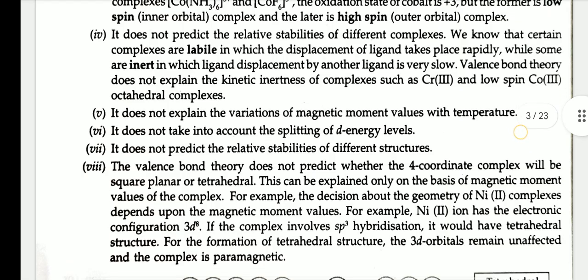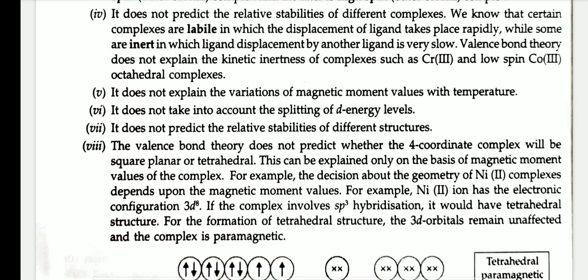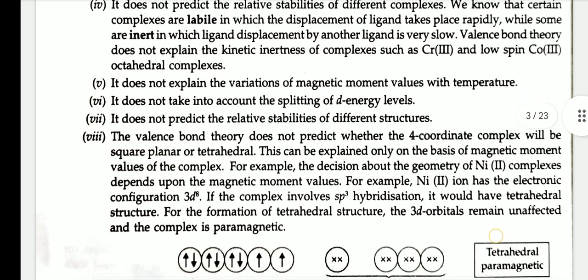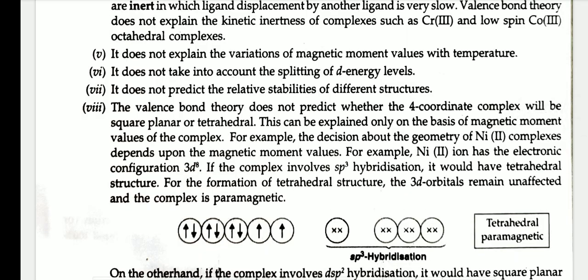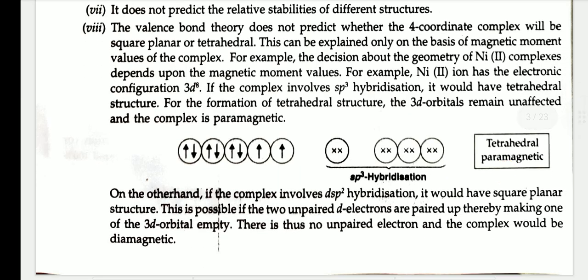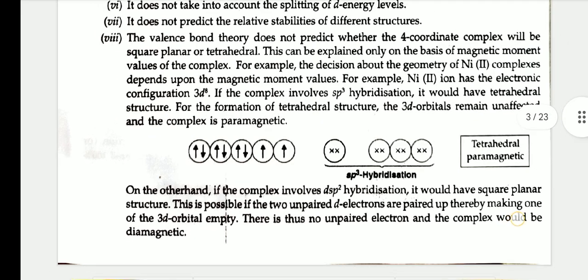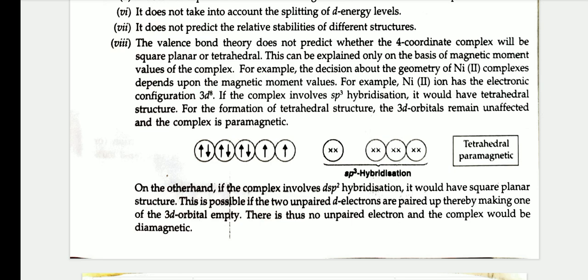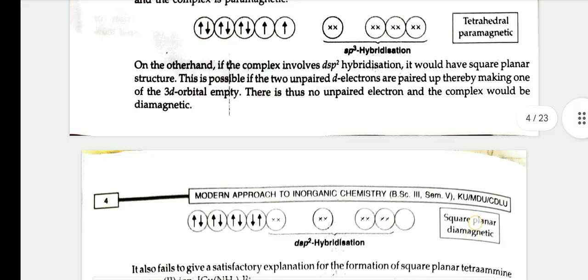For example, nickel(II) ion has the electronic configuration 3d8. If the complex involves sp3 hybridization, it would have a tetrahedral structure. For the formation of a tetrahedral structure, the 3d orbitals remain unaffected and the complex is paramagnetic. On the other hand, if the complex involves dsp2 hybridization, it would have a square planar structure. This is possible if two unpaired d electrons are paired up, thereby making one of the 3d orbitals empty. There is thus no unpaired electron and the complex would be diamagnetic.